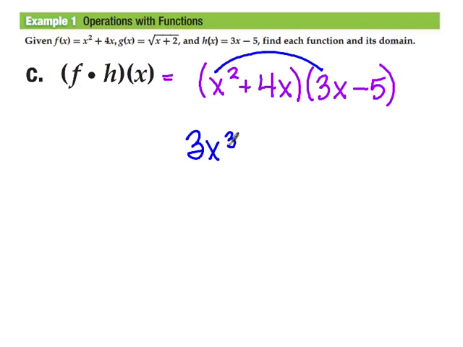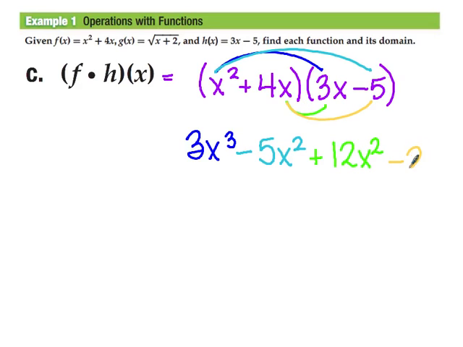3x cubed. Good. Let's go ahead and go with my outer terms. What do I get? Negative 5x squared. Okay? What do I get for my inside terms? 12x squared. And then what do I get for my last terms? Negative 20x. So my final step will be to add like terms and combine them.